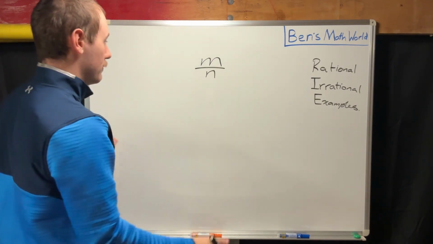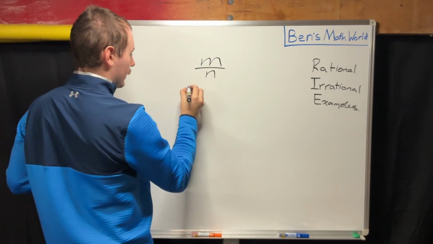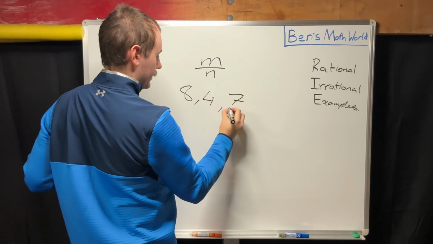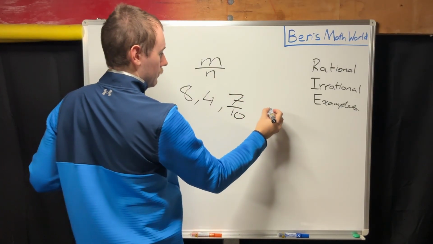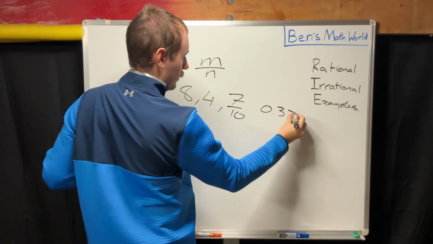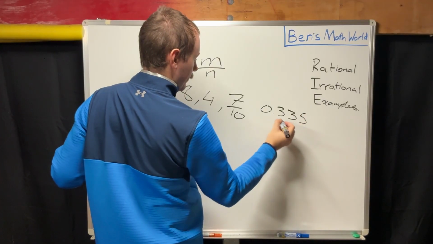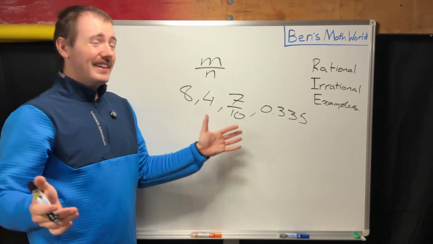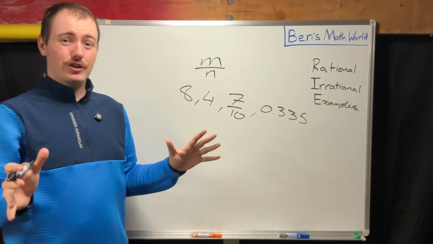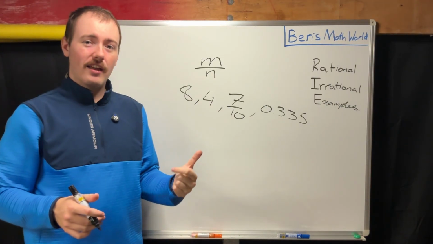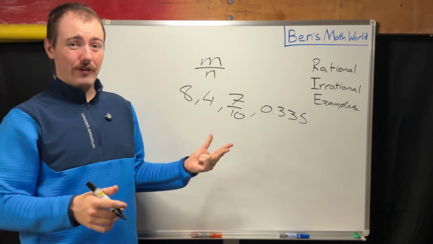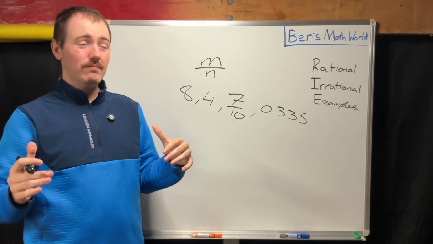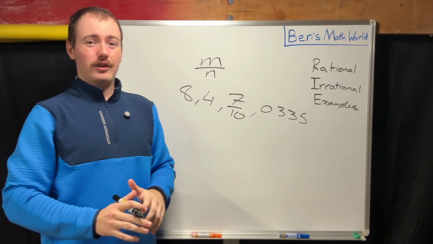So your rational numbers, however, would look like 8, 4, 7 over 10, 0.335, anything, right? If you can represent it like this, then it's a rational number. However, irrational numbers like pi, square root of 2, or the golden ratio, or Euler's number, there's so many of them, those are irrational numbers.